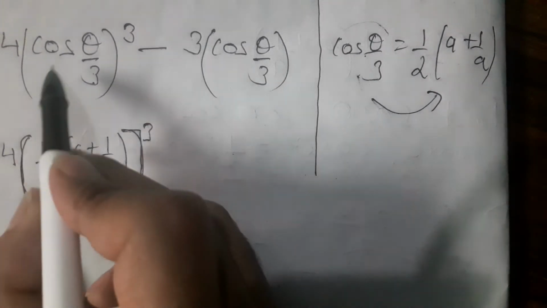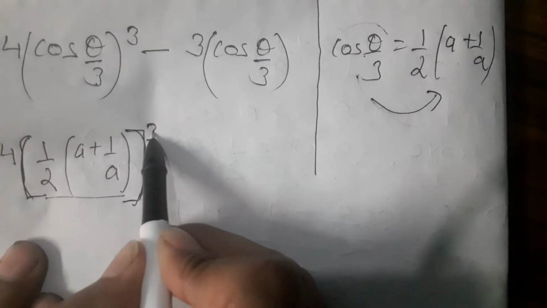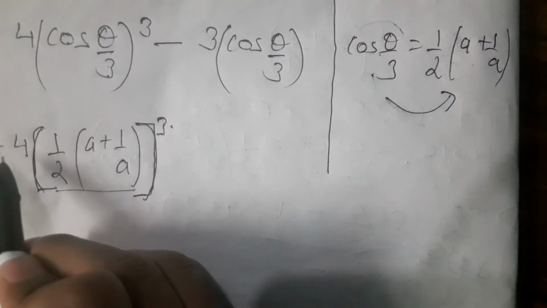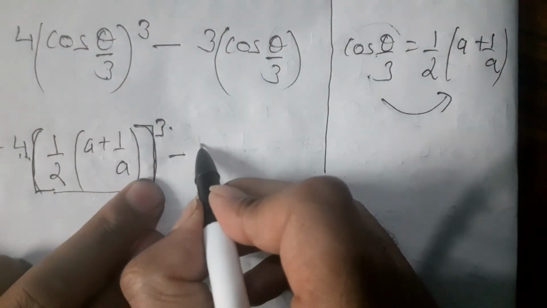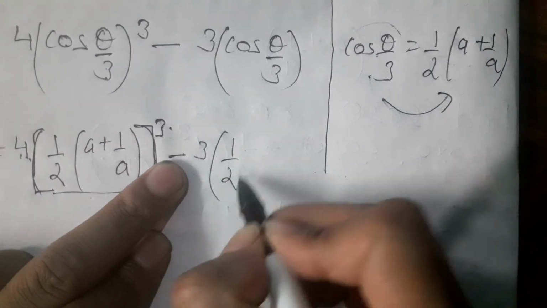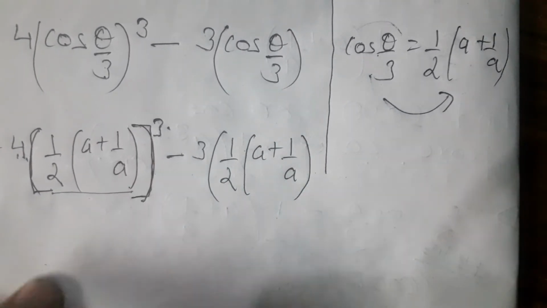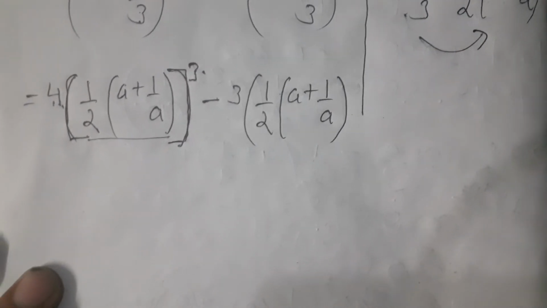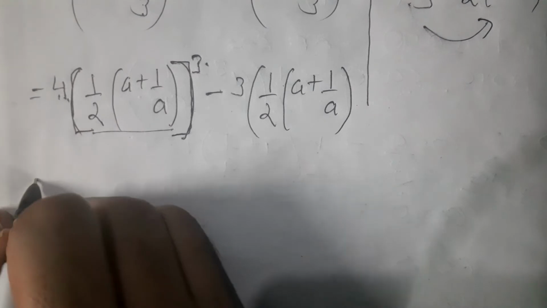So you can see here, in place of cos theta by 3 I replaced this thing, and the cube is in its own position. Similarly 4 also is in its own position, and similarly here 3 stays as 3, and this is 1 by 2 a plus 1 by a. Now I just need to solve the process using the formula, whatever comes in my way.